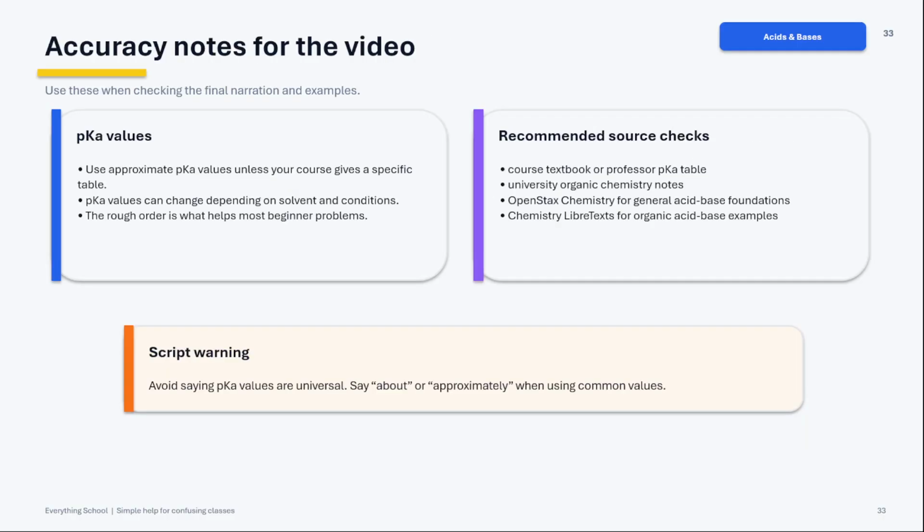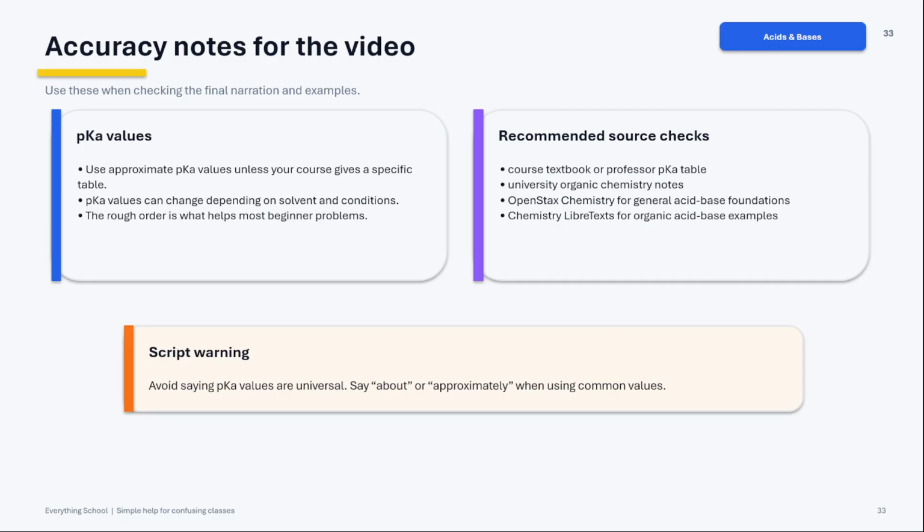Slide 33. Accuracy notes for the video. Use these when checking the final narration and examples. For pKa values, use approximate pKa values unless your course gives a specific table. pKa values can change depending on solvent and conditions. The rough order is what helps most beginner problems.